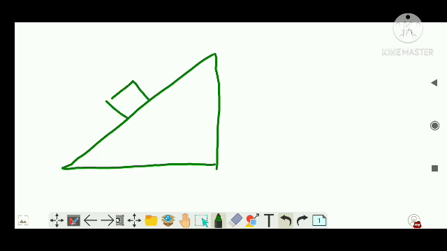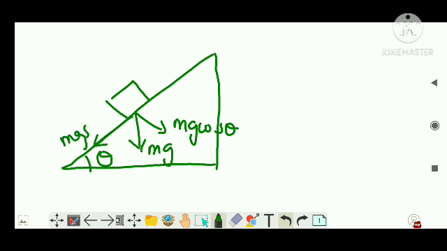Let's say there is a block here, and let's say there is a theta angle here. So this will be mg, and I hope you remember, I wrote it as mg cos theta, and this will be mg sin theta, and there will be a normal reaction. This is the condition when you learned about inclined plane in the case of smooth condition.